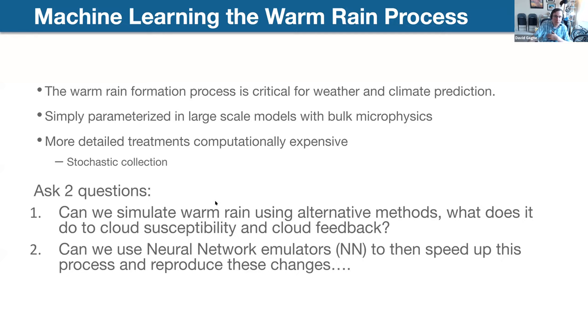We also want to see how this affects cloud feedbacks, kind of like with the holodeck. The holodeck is interested in observing these cloud feedbacks. Now we want to improve our modeling of them. So these things are sort of tied together. And we're really interested in neural network emulators for seeing what happens and then speeding up the model so we can, again, run this more complicated scheme in a climate model.